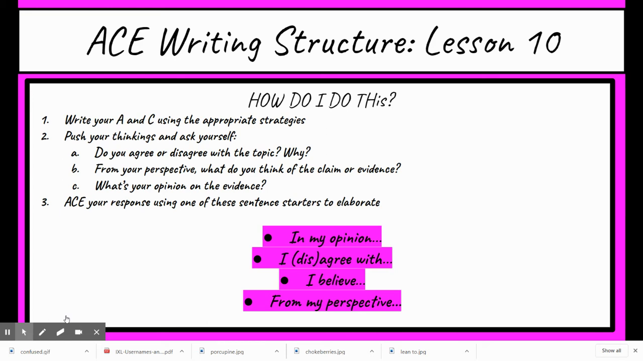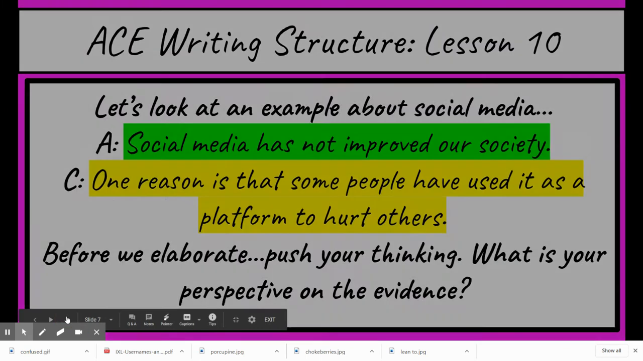You can also push your thinking by asking, from my perspective, what do I think of the claim? What do I think of the evidence? And finally, you can push your thinking by saying, what's my opinion on this evidence? Then you're going to ace your response by using one of these sentence starters to elaborate. You can use, in my opinion, I disagree with, or I agree with, I believe, or from my perspective. Notice you are using I and my because this is your voice that we are elaborating with.